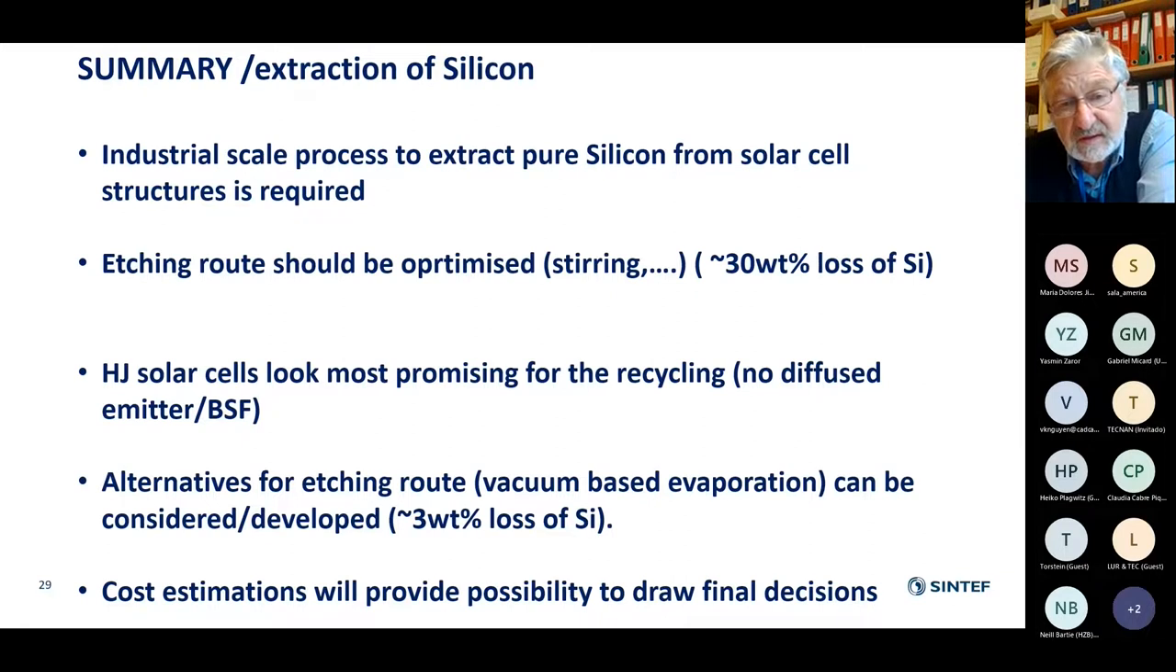Heterojunction solar cells, regarding extraction of silicon, look quite promising, since losses of silicon are lower and the amorphous heterojunction silicon can be selectively etched to extract the monocrystalline silicon base. Vacuum-based evaporation can be considered as an alternative to the etching route, since it can provide only 3% loss of silicon. Again, cost estimations have to be done for all alternative approaches, and a final decision, after industrial-based optimizations, has to be drawn to conclude which approach should be used on industrial scale to extract silicon from broken or extracted solar cells from panels.